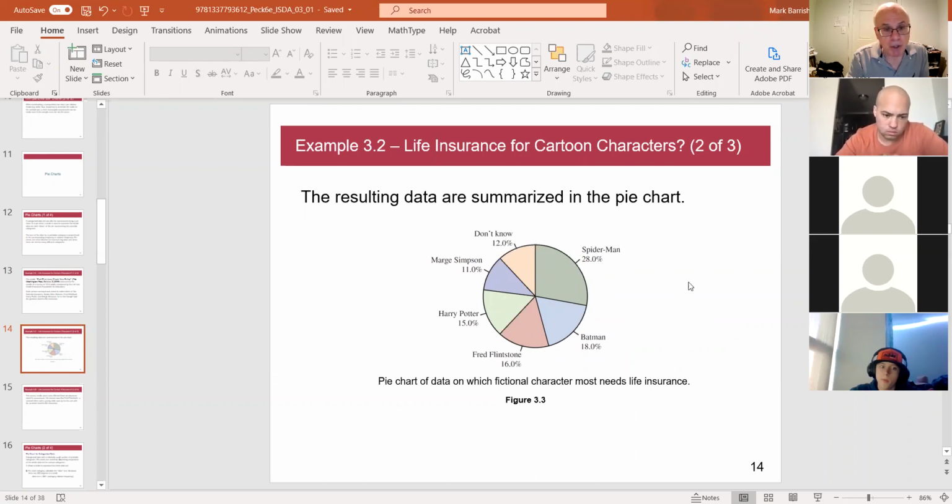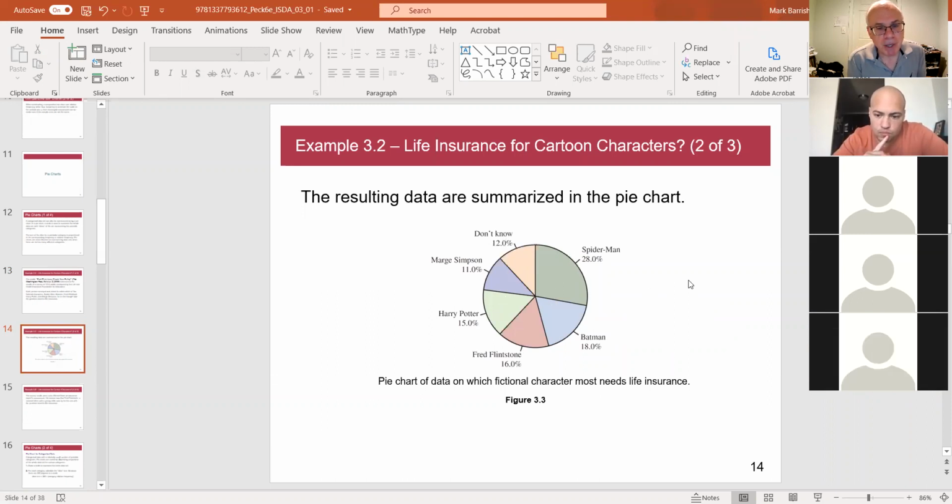Can somebody tell me which of these groups, and they also had don't know as one of the answers, had the highest need based on the survey for life insurance? Which of these characters? Come on, guys. One of you must know this, unless you're not paying attention. You can see what you're looking at. Which one of these has the greatest need, according to the survey?